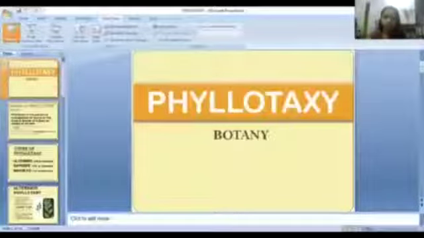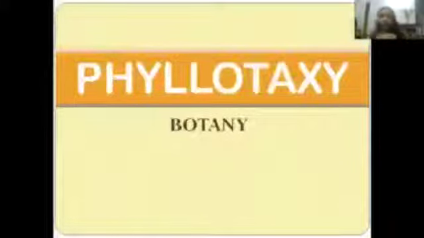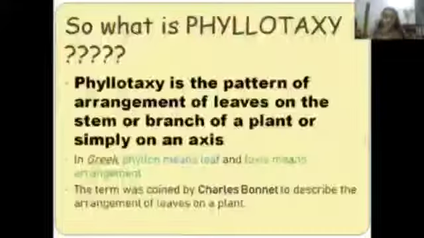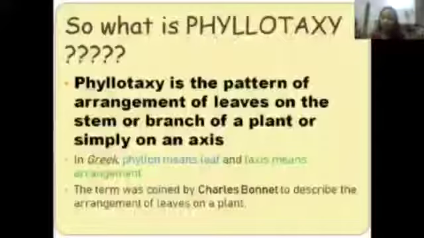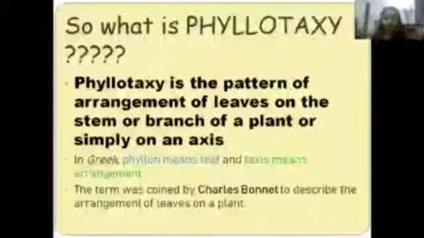As I already told you, phyllotaxy comes under botany and we study it under the leaf. Coming to the basic definition that is accepted throughout the world in scientific notation in botany: phyllotaxy is the pattern of arrangement of leaves on the stem or branch of a plant, or simply on an axis. If you are finding it difficult, in easy words, we can say it is the kind of way they're arranged.